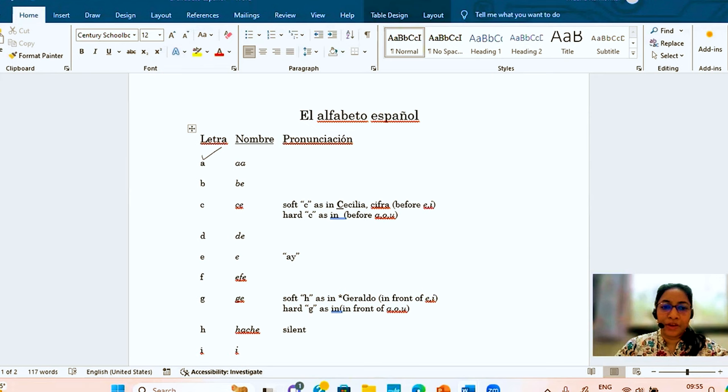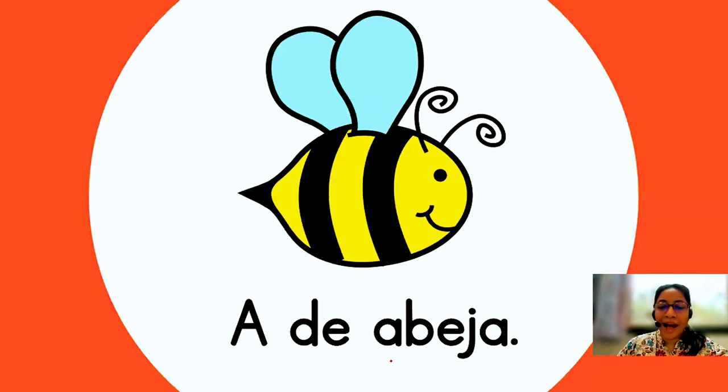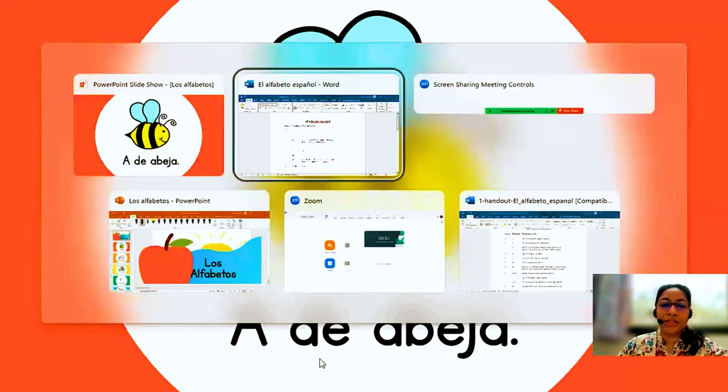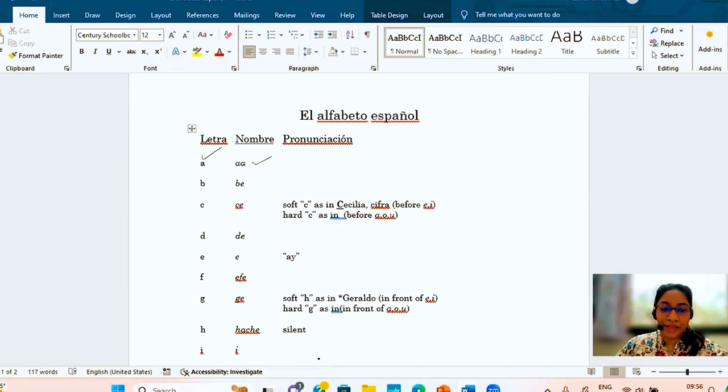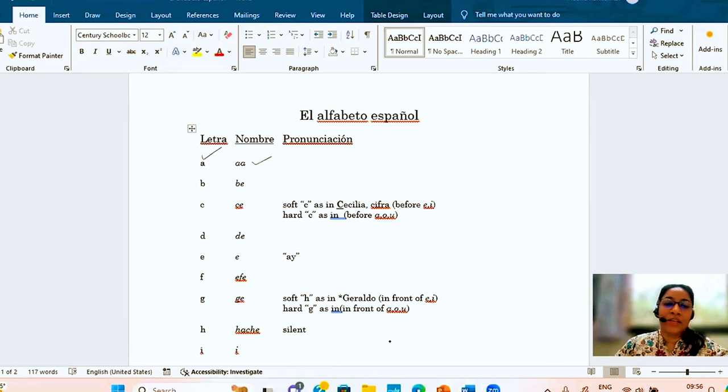Alright, now let's look at one of the words associated with it. The word is abeja. Abeja. Now here, in English when we say A for apple, right? Here it is pretty much the same. We say A de abeja. So, the sound associated with A is A in Spanish. We say A in Spanish when we want to say A. And the word is abeja. Alright? Now let's look at the next one.